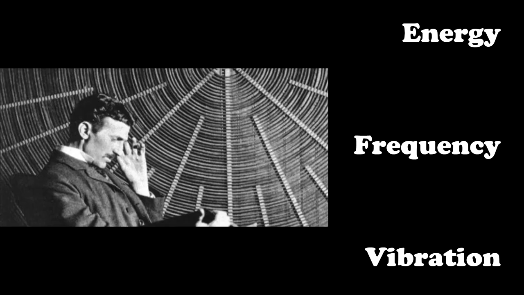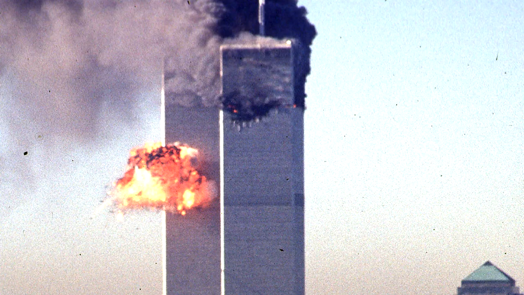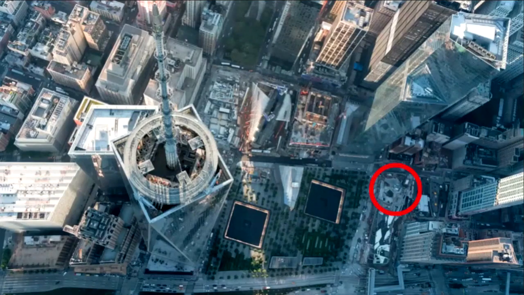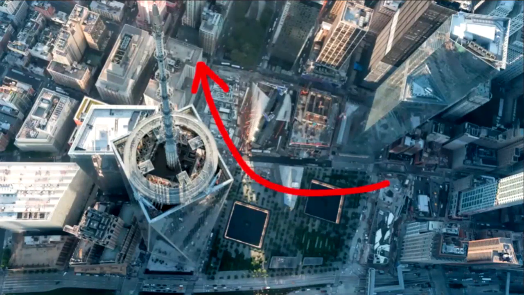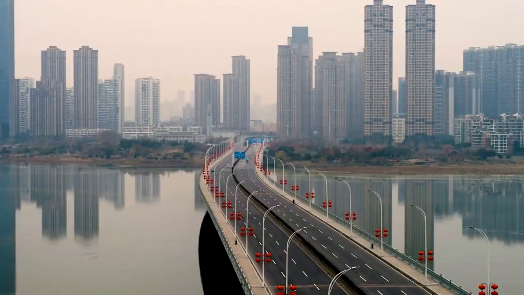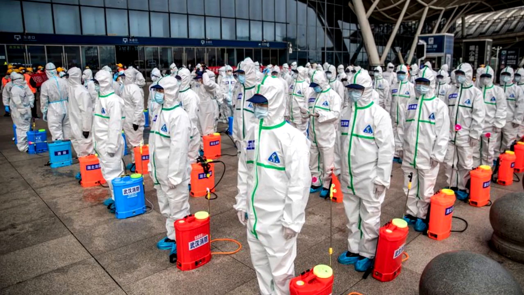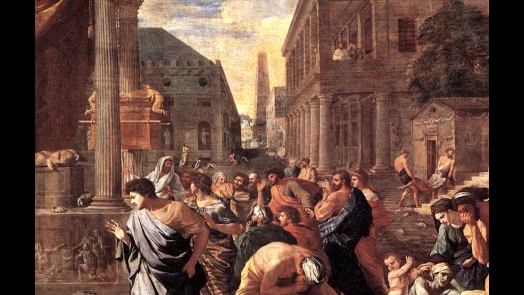If you want to understand the universe, it is about energy, frequency, and vibration. Vibration. In 2001, one artifact is moved from London to New York. And we get this event. Remember the incidents with the Ark of the Covenant. Where would it be? Well, probably the Church of Saint Nicholas in New York. Frequency. 2019. One artifact is moved from Rome to Wuhan. Yahweh has morphed into Huawei. This frequency is creating an illness. Remember the incidents with the Ark of the Covenant. The plague of the Philistines.